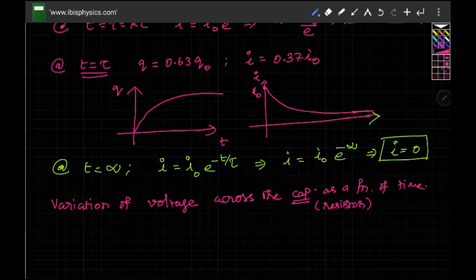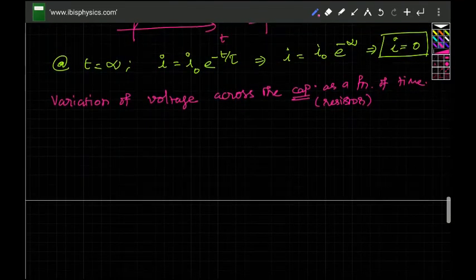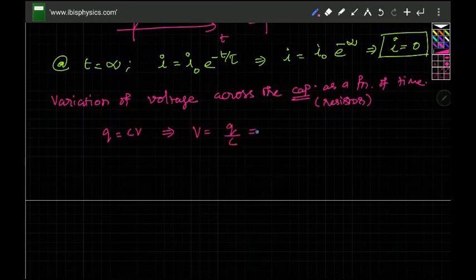So how are we doing that? We know that Q is equal to CV, and that Q is equal to Q naught into this expression. So V at any instant is Q by C, but Q is equal to CE into 1 minus e power minus t by RC, divided by C. When you cancel this out, V is equal to E into 1 minus e power minus t by RC, that is, t by tau.